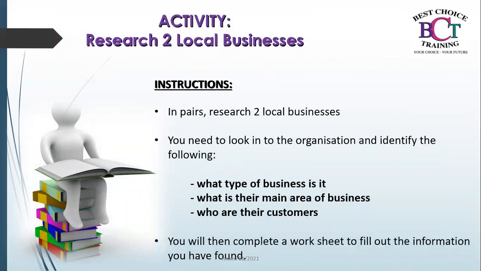Your next activity is to research 2 local businesses. In pairs, research 2 local businesses. You will need to look into the organisation and identify the following. What type of business is it? What is their main area of business? And who are their customers? You will then complete a worksheet to fill out the information that you have found.